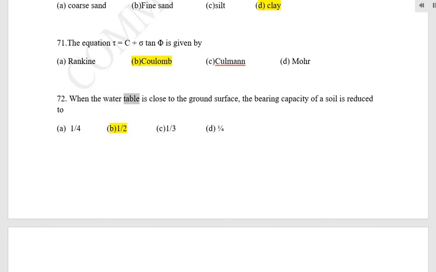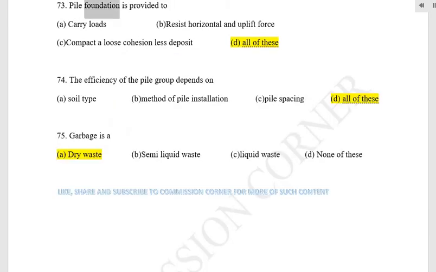72. When the water table is close to the ground surface, the bearing capacity of a soil is reduced to: A. 1/4, B. 1/2, C. 1/3, D. 1/4. 73. Pile foundation is provided to: A. Carry loads, B. Resist horizontal and uplift force, C. Compact a loose cohesionless deposit, D. All of these.